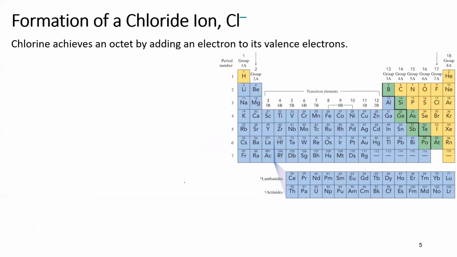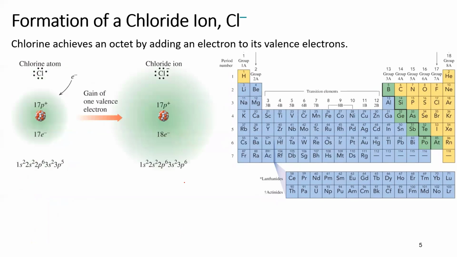What about the chloride ion? Chloride's a little bit different, right? So here's chlorine. It's got 17 protons, 17 electrons. But what does it want? It wants 1 more. Why are there 7 dots? Because it's in group 7A, and it has 7 valence electrons.